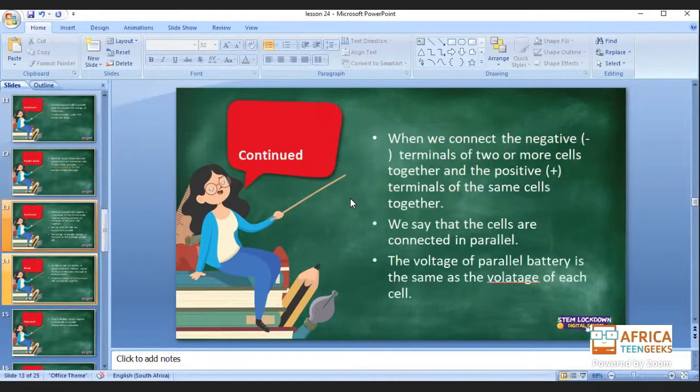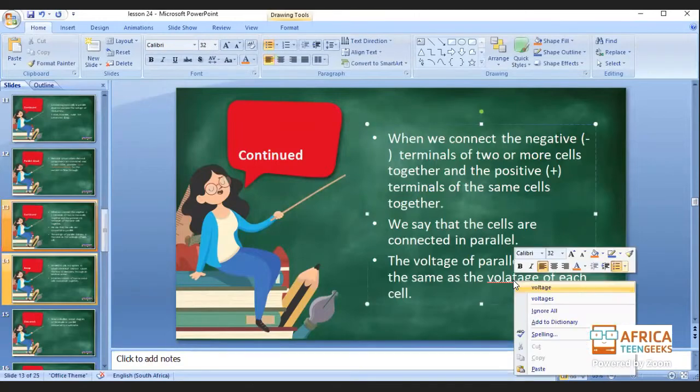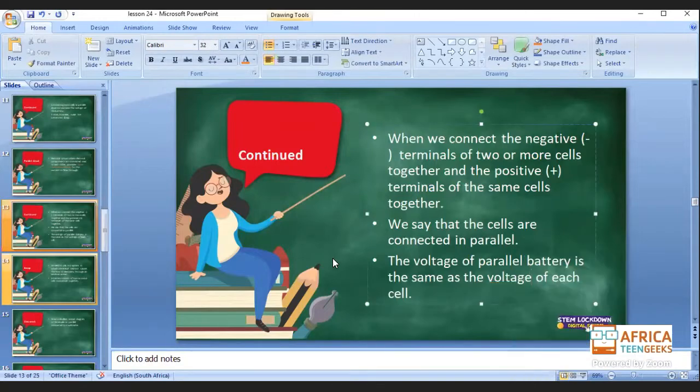Thank you so much. But then what can we say again about the parallel circuit is that when we connect the negative terminal of 2 or more cells together and the positive terminal of the same cells together, we say that cells are connected in parallel. Therefore, the voltage of a parallel battery is the same voltage as the voltage of each cell. We know now what we're talking about here. Then let's continue, grade 9s.